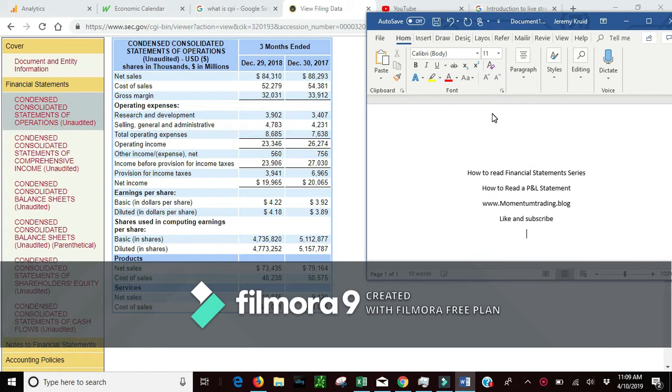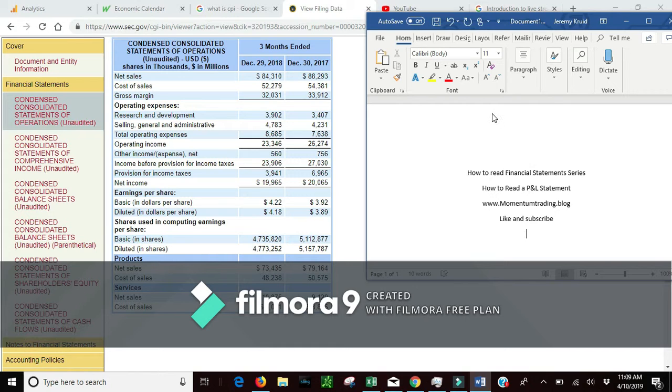Let's get started. All right, at the top of the screen you'll see condensed consolidated statement of operations. This is Apple's actual profit and loss statement that they released a few months ago. You'll see below that it says shares in thousands, $ in millions. That means any share count you multiply by 1,000 and any dollar amount you multiply by millions.